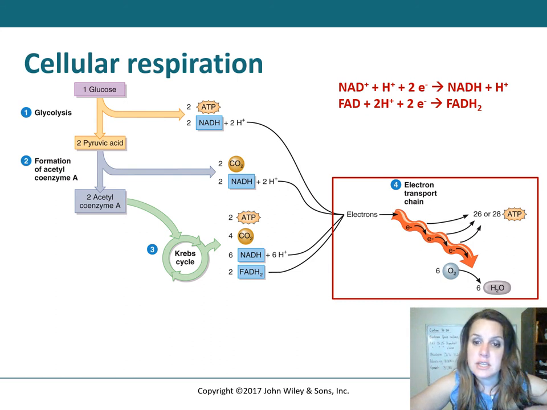So in addition to all the ATP we made before, we also make 26 or 28 molecules of ATP. And then we use oxygen to make water. So what you can see, and this is why we call it cellular respiration, is that you're using up oxygen, producing carbon dioxide, which clearly makes sense since it's a respiration process. And in the process, we're using up glucose and producing a bunch of high energy molecules called ATP.